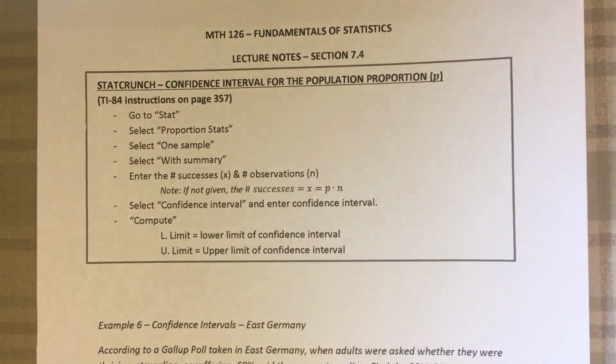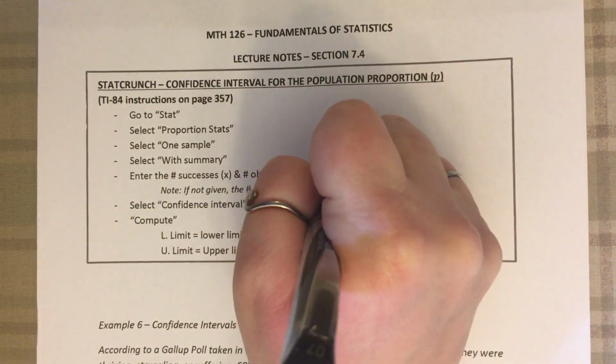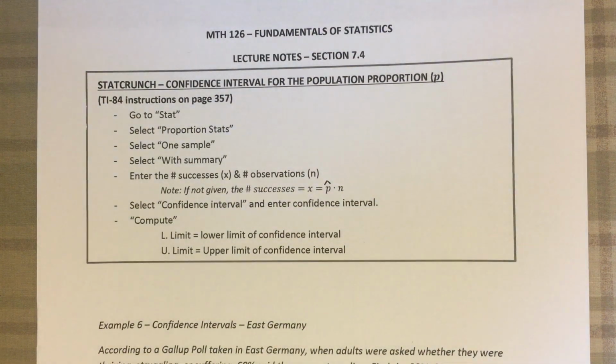Then what we're going to enter, as I mentioned in the first example, is our number of successes and the number of observations. So our number of successes is going to be what we get. Again, we can always take, I guess this should technically be our p hat, not just a p, times n. Then we're going to select our confidence interval. Make sure we pick the correct level. And then once we do that, select Compute, and it's going to give us our confidence interval based on our lower limit and our upper limit.